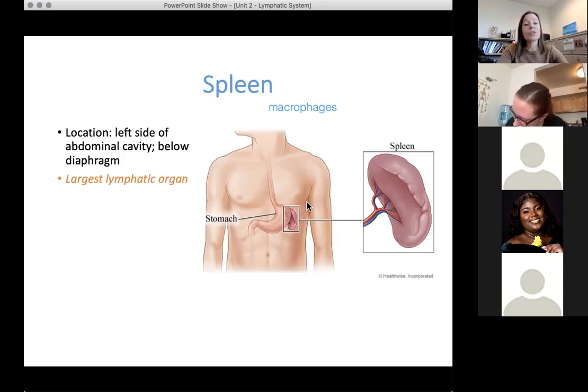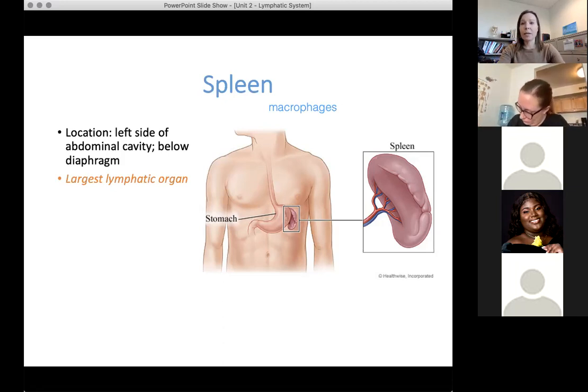Okay, so location for the spleen, you guys can see the location here. It's towards the left side of the abdominal cavity. It's to the left of the stomach. The other organ you're seeing here is the stomach. And it's located like right around the diaphragm. The main functions for the spleen, there's actually several that you can list here.